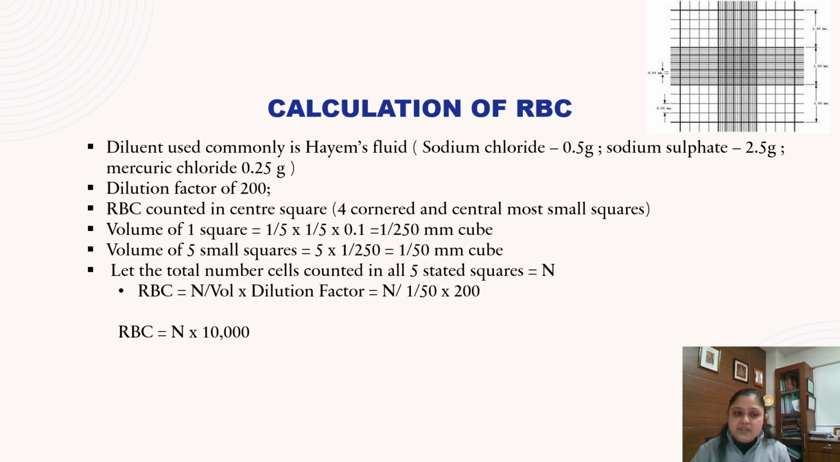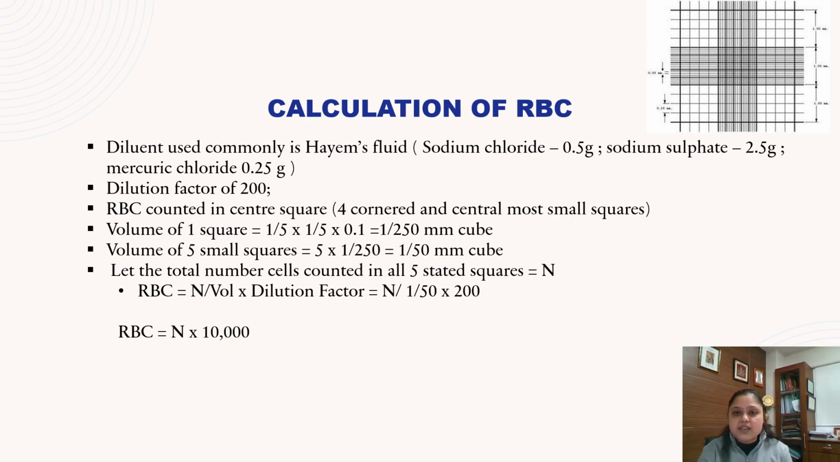After this, let us assume that the total number of counted cells in all the 5 stated squares is n. Therefore, using the same formula, n by volume into the dilution factor, we get n by 1 by 50 into 200. Therefore, we can calculate the RBC count with the simplest formula, that is n into 10,000.